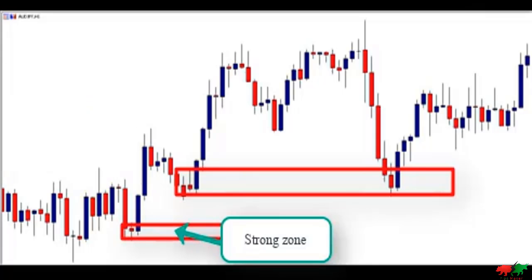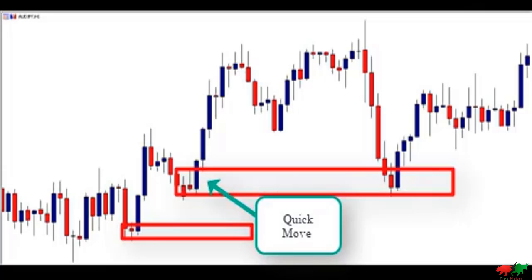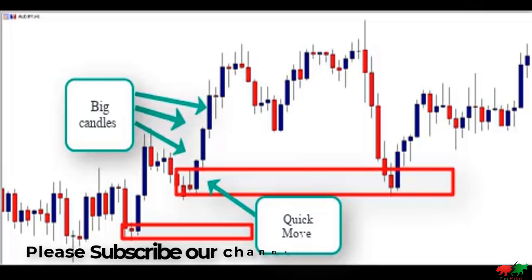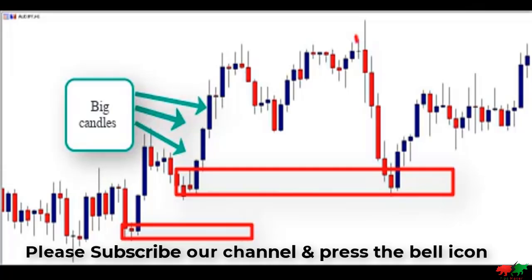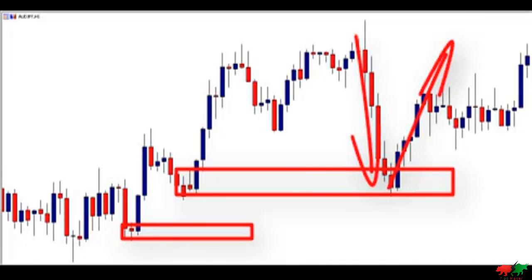The second demand zone has the same qualifications. The market didn't spend too much time in the zone, and the candles are big and strong. Look at what happened when the market retraced back to test this demand zone. As you can see, the market went up strongly.